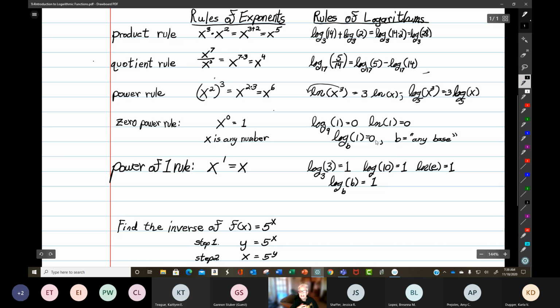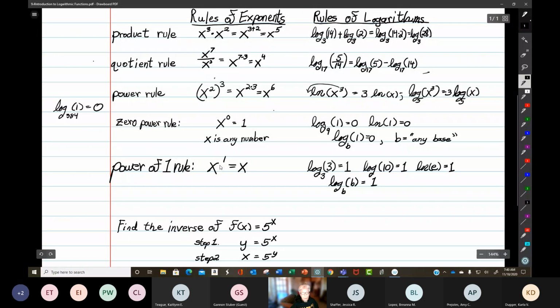Name a log, any miscellaneous log. How about log base 384? Log base 384 of 1 is 0. Imagine.